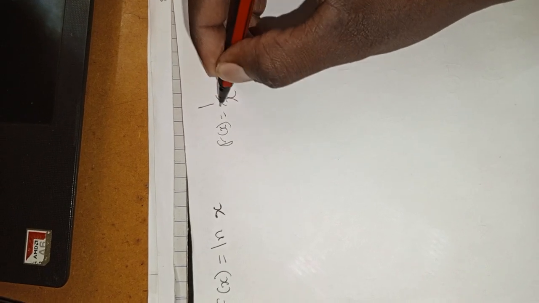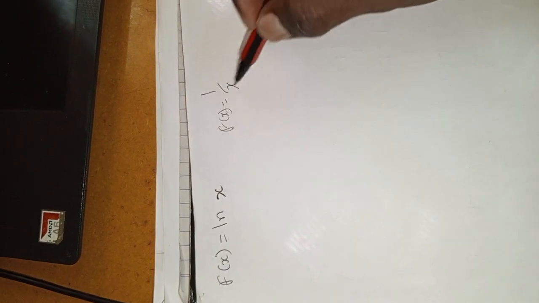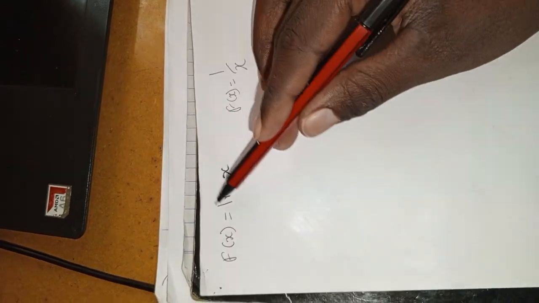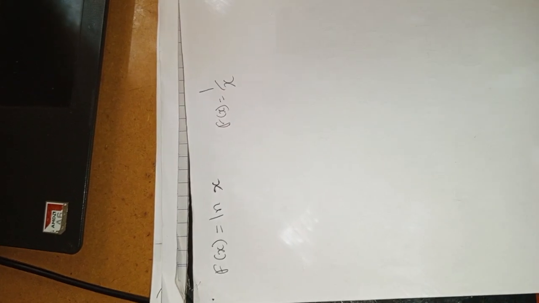In our previous lesson, we learned how to derive the basic series form for the function f of x equal to 1 over x. So we are going to use the same example to find the power series form for natural log of x.